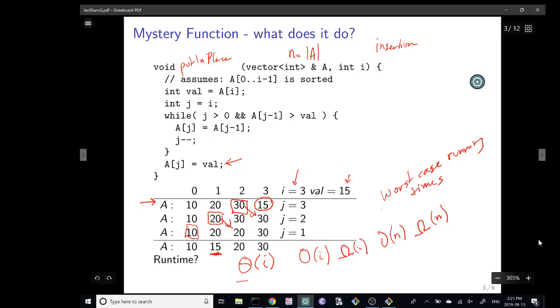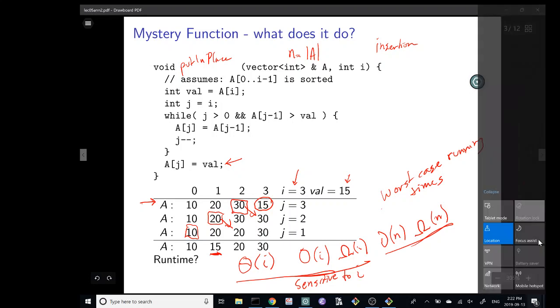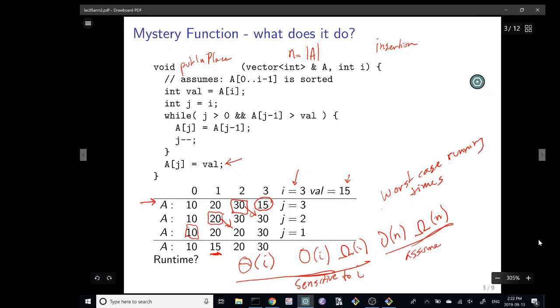So I like these, all three of which are true, by the way. I like those because they're more sensitive to the input parameters. But that doesn't mean that these are wrong. So these are sensitive to I, a particular value of I. It's not the worst case over I. These are insensitive to I. They assume a worst case I. Okay.